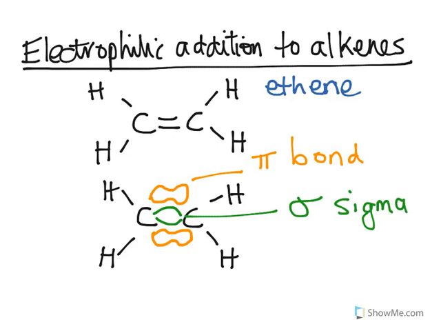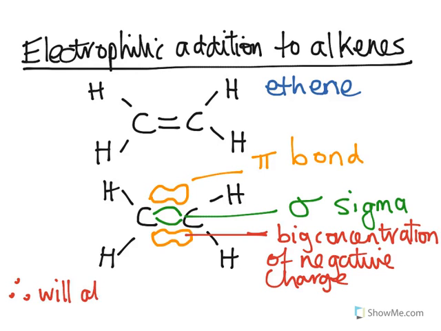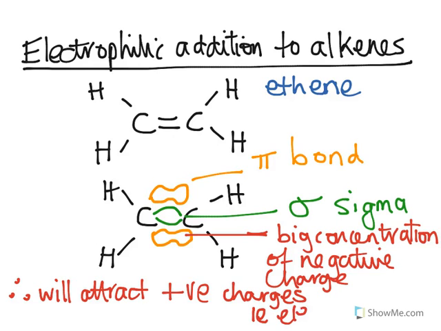There are important things to understand about the pi bond. This gives us a big concentration of negative charge in this area of the molecule, and that of course means that what will be attracted to it is anything that has a positive charge or a concentration of positive charge. What we're talking about here are what we call electrophiles, which we are going to represent by the symbol E+.